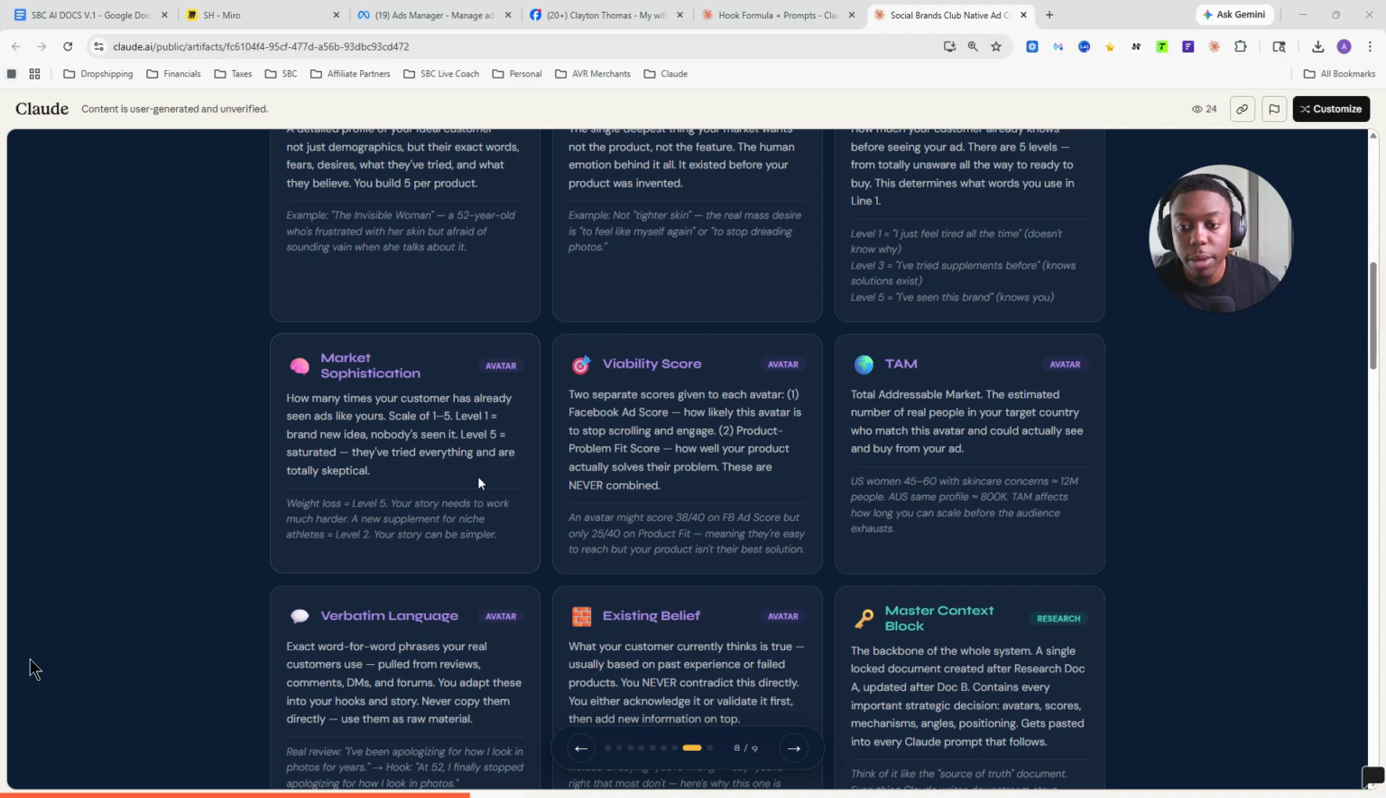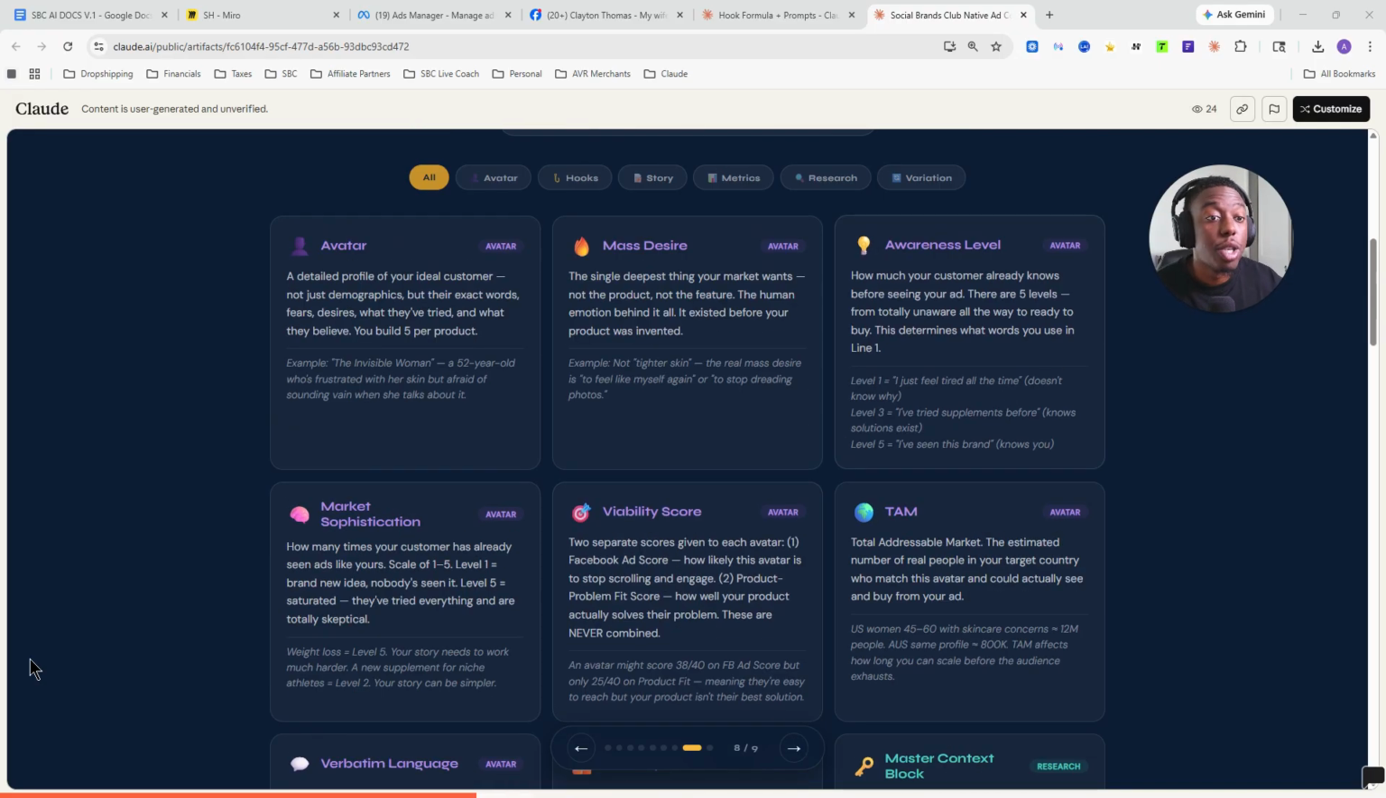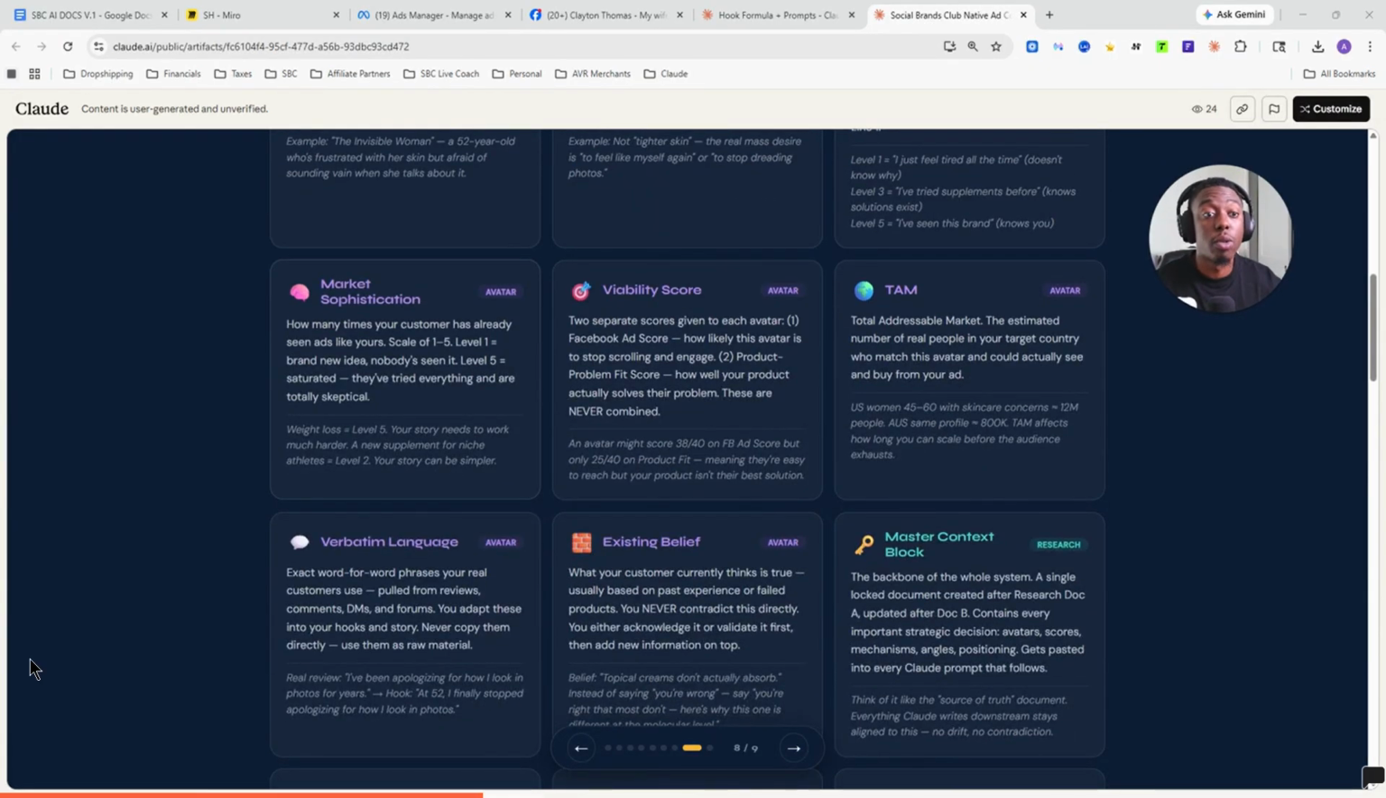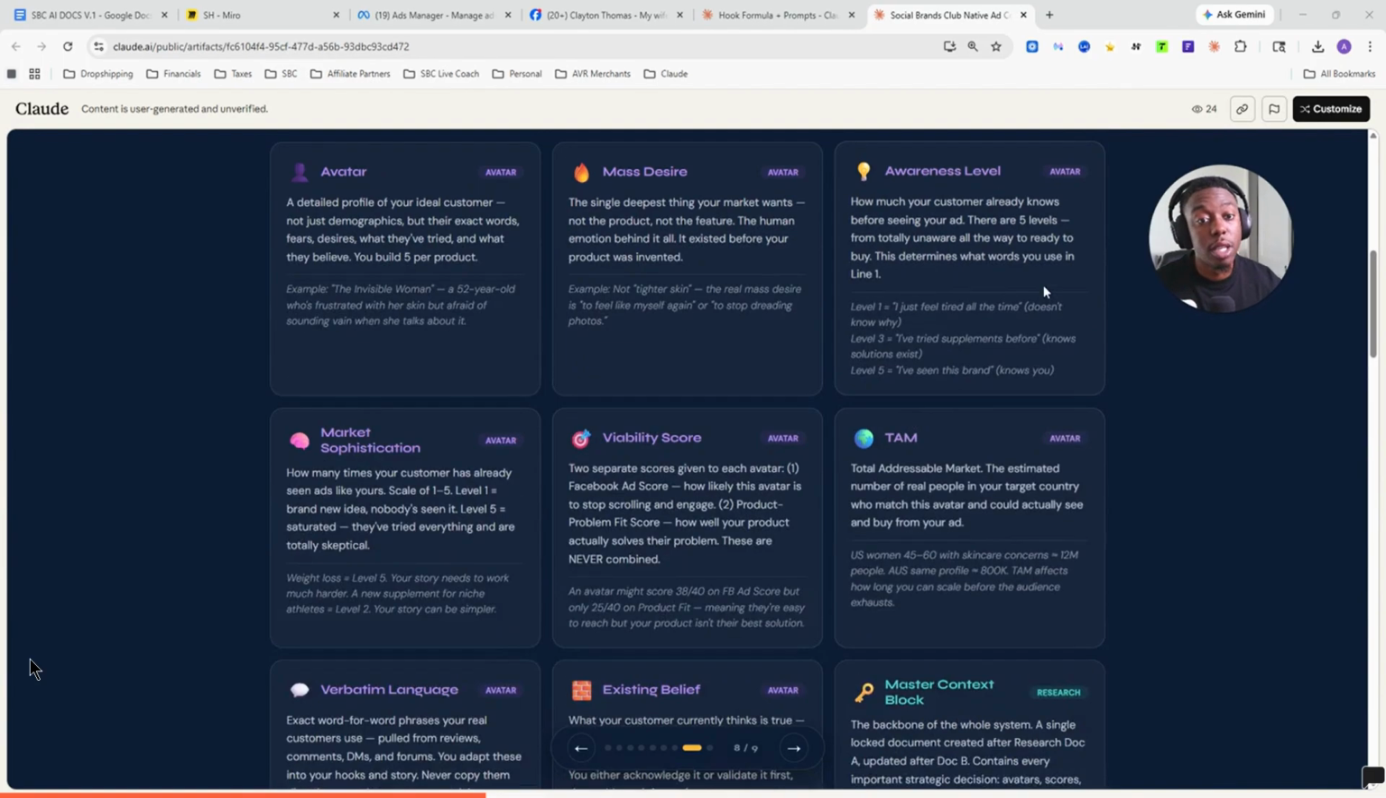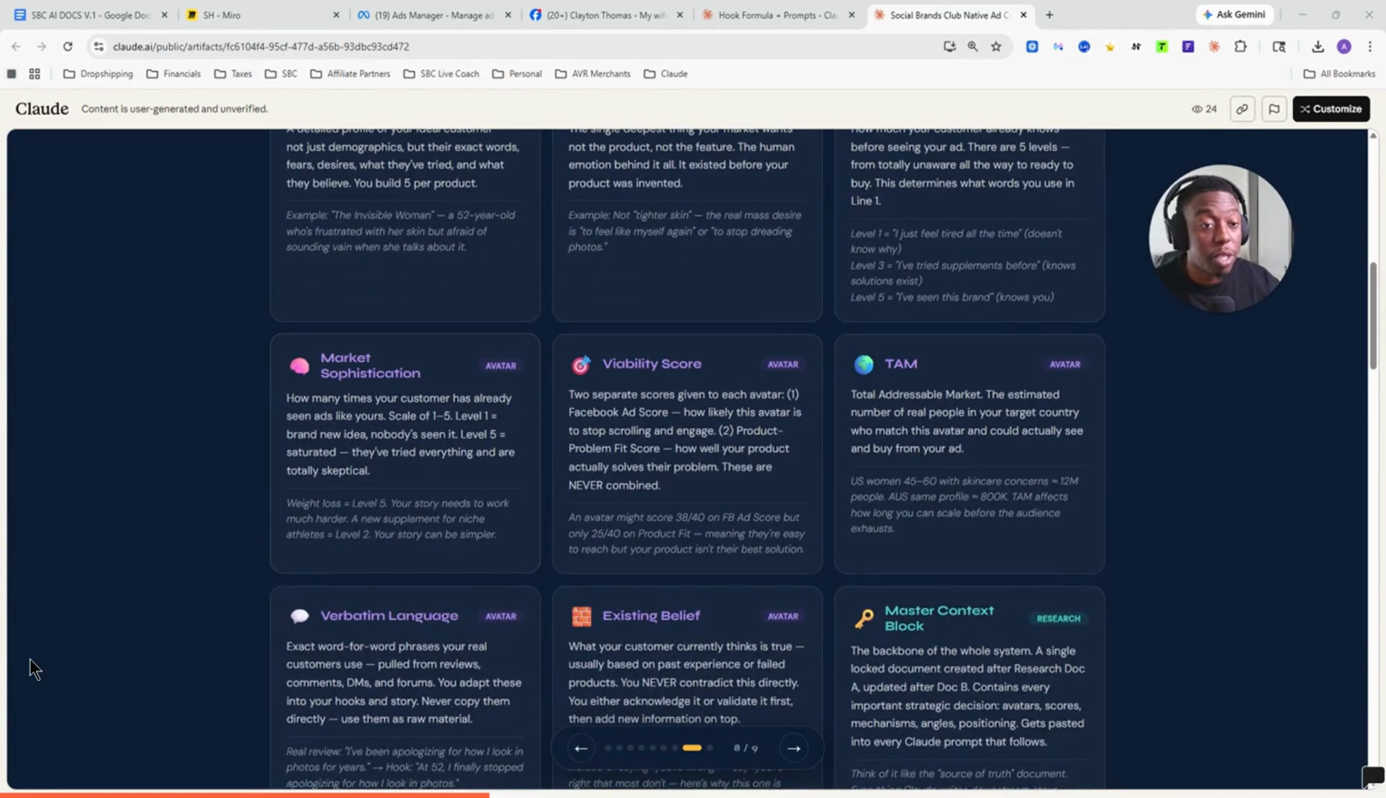Level 1 is a brand new idea, nobody's seen it. Level 5 is saturated. They've tried everything and are totally skeptical. So you can be in a solution aware audience where someone already knows that there are hair growth solutions out there. But if you come across some new peptide hair growth serum that no one has ever really talked about, you can be in a solution aware audience, but have a low market sophistication because people aren't aware of that.